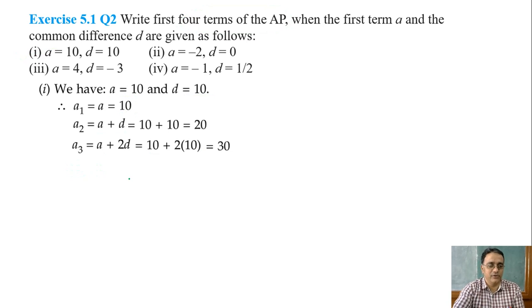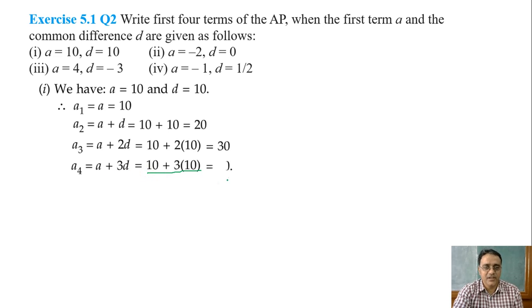Okay, now A4 you can write as a plus 3d as well as a3 plus d. Okay, so a plus 3 into 10. So what you are getting? 40. वही अगर a3 में अगर हम लोग d ऐड करेंगे, that is 30 plus 10, then also we are getting 40. So first 4 terms are over.